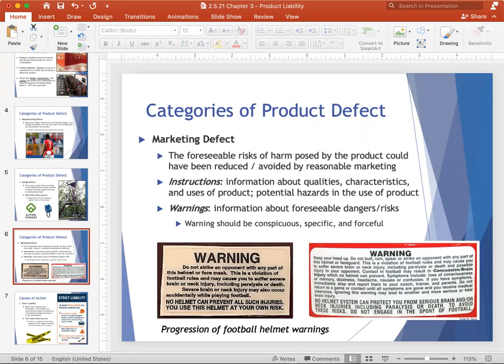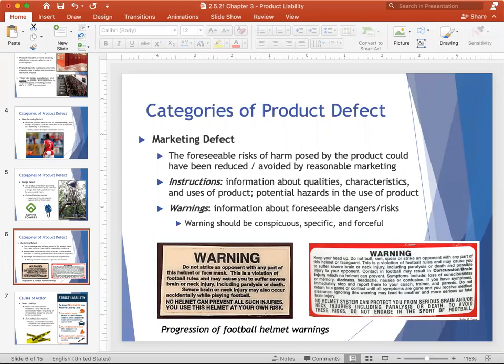So these instructions might be: how do you assemble the product? How do you clean the product? How do you inspect it? How should you care for and maintain the product? How should you repair the product? All of these would be helpful instructions for a user to protect themselves.